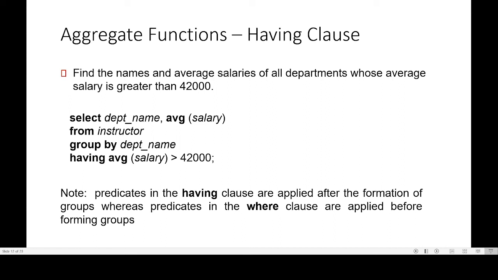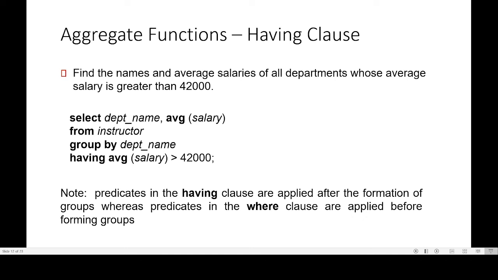Then the condition is that average salary is greater than 42,000. That means our condition involves an aggregate function, because we are comparing average salary with 42,000. So we can't put that aggregate function in a where condition. For that we have to use the having clause. So we put having average salary greater than 42,000. Here we can't use where average salary, because average is an aggregate function, and we can't use an aggregate function along with a where clause. For that we use this having clause.